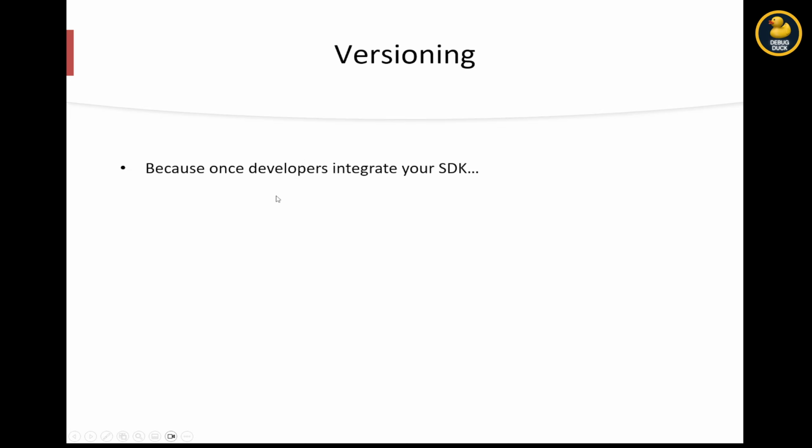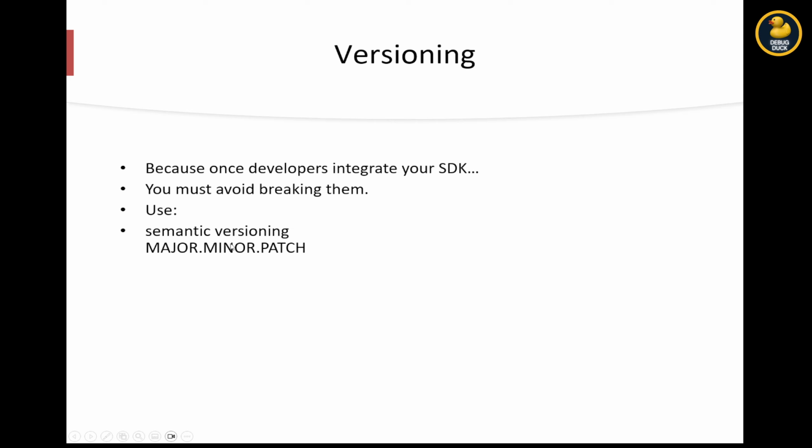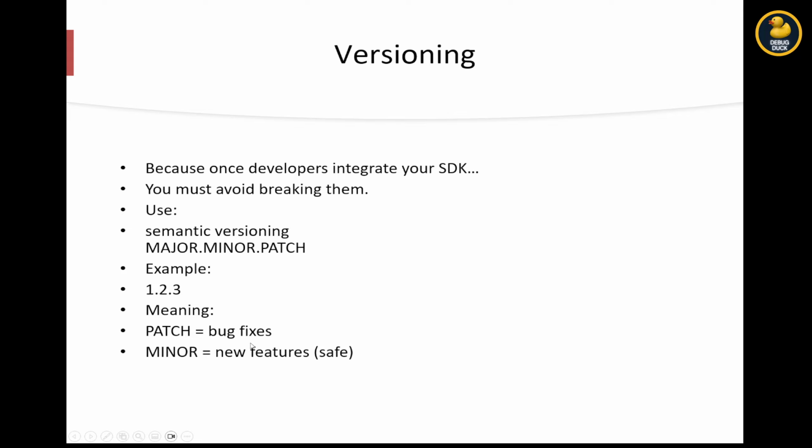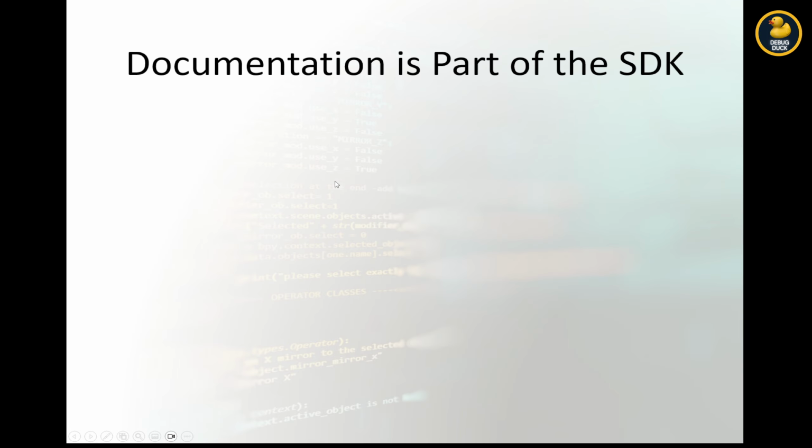Versioning. Because once developers integrate your SDK, you must avoid breaking them. Use semantic versioning: major, minor, or patch. For example, 1.2.3, meaning patch equals bug fixes, minor equals new feature, major equals breaking changes. Again, patch means bug fix, you fix a bug. Minor change means a new feature. Major means breaking changes.